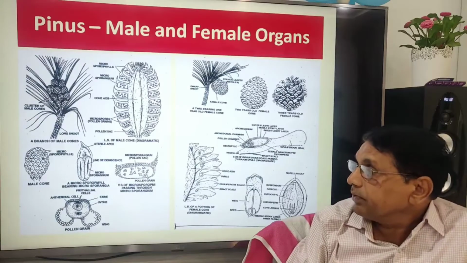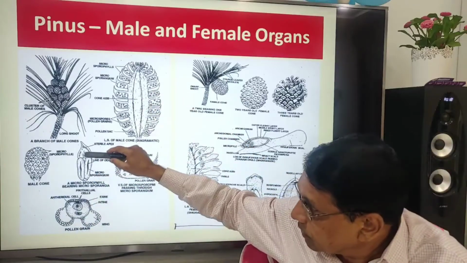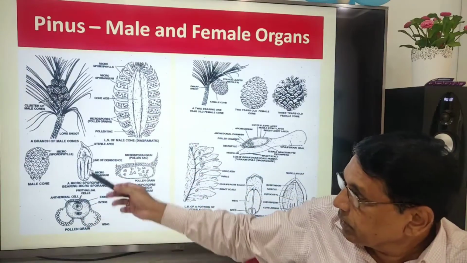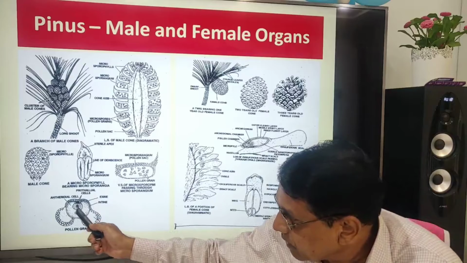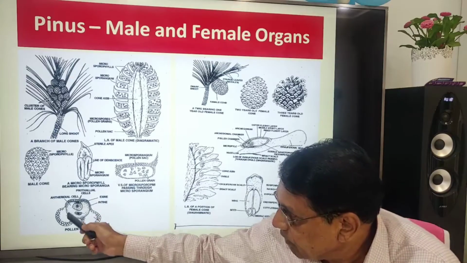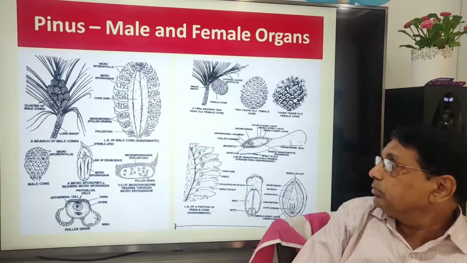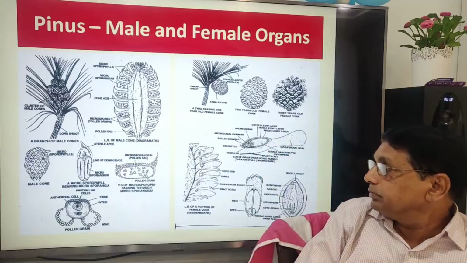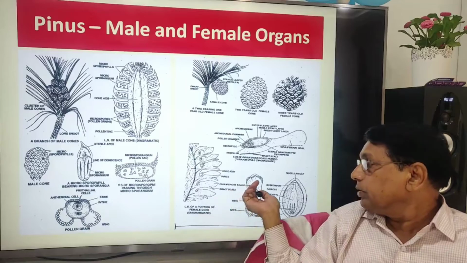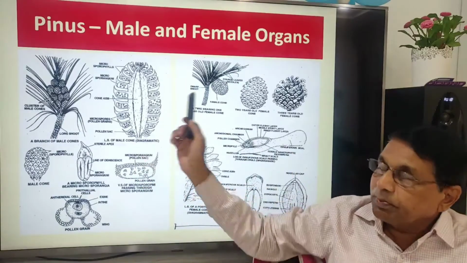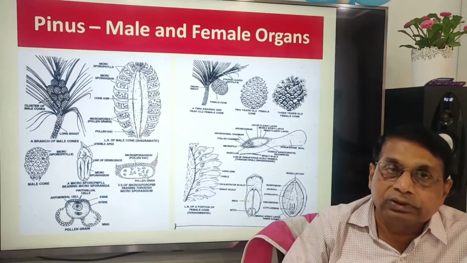Then this is a Pinus, with different parts, branch. This is the male cone, microsporophyll, microsporangia towards the abaxial side. Then the pollen grains, as I was telling you, have wings: winged pollen grains. This is a female branch, female cone, megasporophyll. Here is the ovule; these are ovules. Here you can see the ovule structure. So the plant is the same, but the male cones and female cones are different.